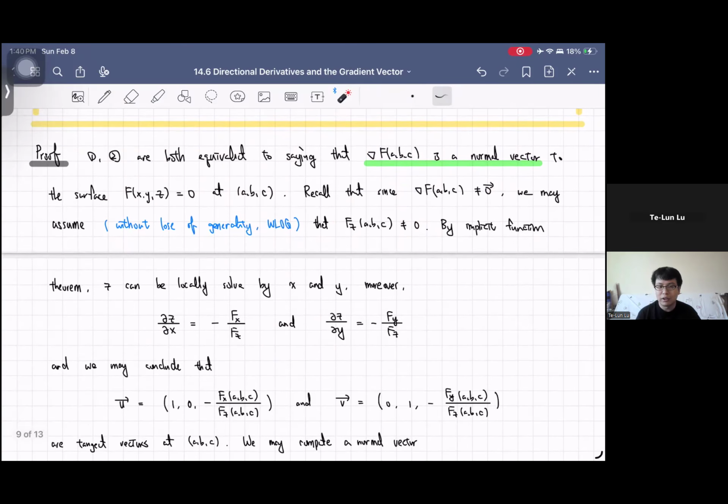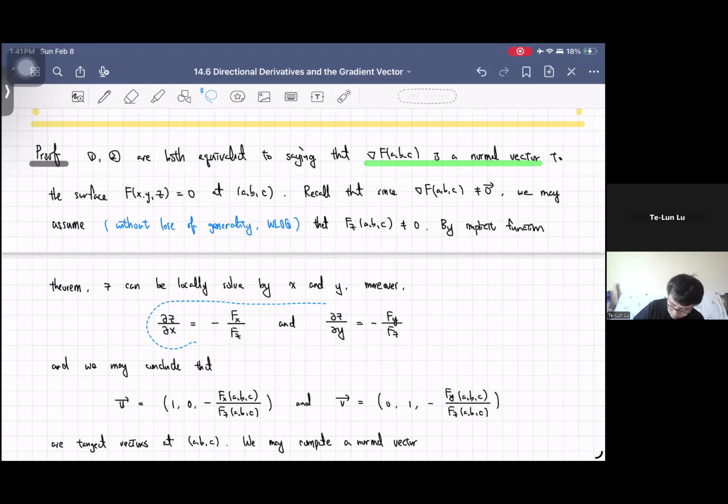So by the implicit function theorem, z is locally solvable, right? As we have mentioned in 14.5, the previous section. And also we have that the differentiation of z as a function of x and y with respect to x is minus fx divided by fz, and the differentiation of z with respect to y is minus fy divided by fz.